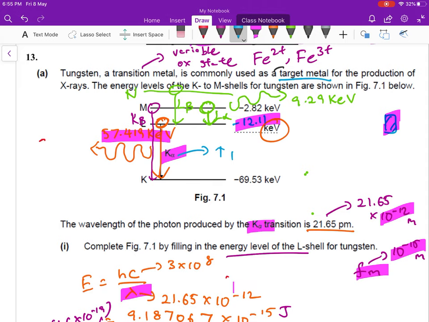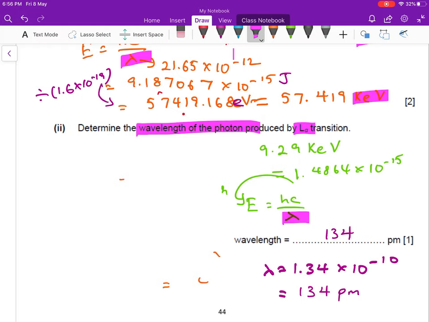Okay, so maybe digress a little bit. If it drops from M to K, that is K beta. Okay, K beta. Okay, so of course K alpha transition has a higher probability, okay, because their energy levels are closer, so there's a higher chance to fill the K shell, okay? So, okay, L alpha.